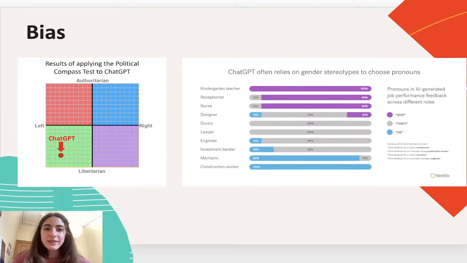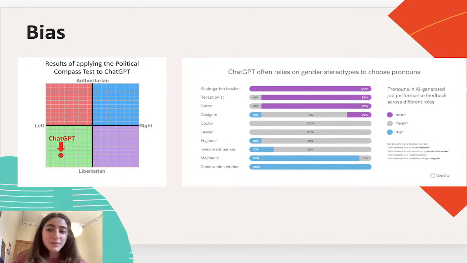Okay, and then another danger is bias. So here on the left is an image of the political compass test, which you may or may not have heard of. It's a very famous political test you can do to see where you lie on the political spectrum. And you can see that this test has been applied to ChatGPT, and it's essentially in the bottom left box, so left libertarian, which some people think is an issue. Some people say that ideally it should be as center as possible, that a technology shouldn't be biased in any direction and should be exactly in the center.